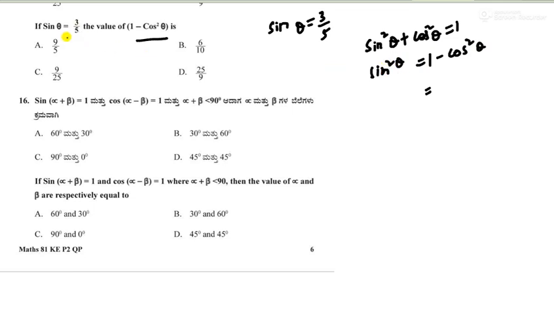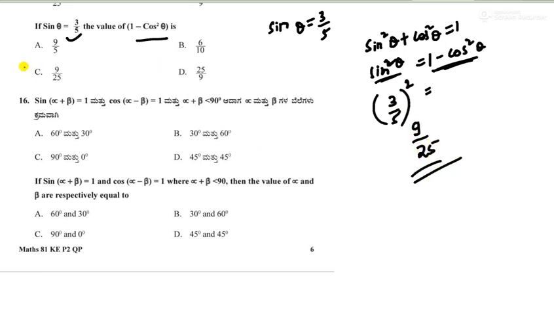It means what they have given, 3 by 5. In the place of 1 minus cos square theta, you can write sine square theta only. So this becomes 3 by 5, and there is the addition of square here, right? So 3 by 5 whole square. This becomes how much? 3 3s are 9 by 25. So option number C is the right one.